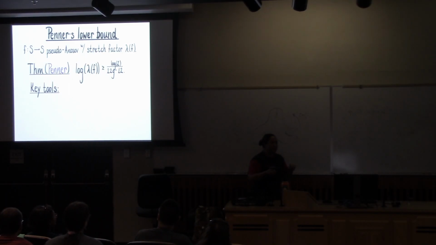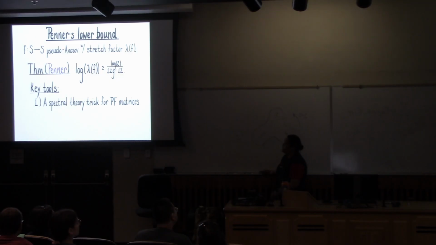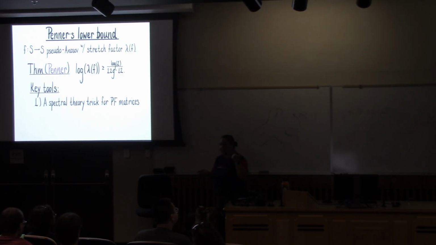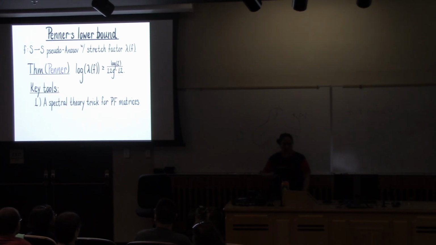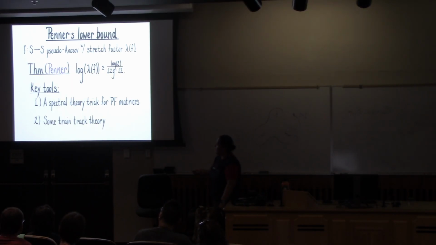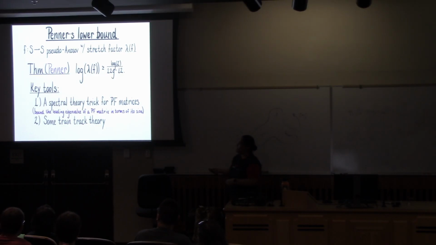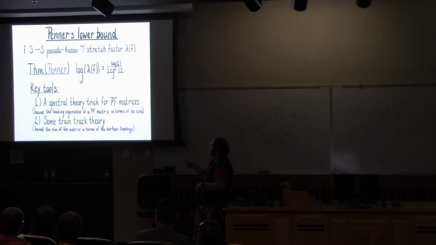There's two key tools that go into this proof. One is a spectral theory trick for homogeneous matrices. So it turns out that the transition matrix I mentioned on the last slide is homogeneous. So there's a nice trick for bounding its spectral radius in terms of the size of the matrix. And then some train track theory. The train track theory is to connect the size of this matrix to the topology of your surface. So these are the two things, right? Bound the leading eigenvalue of the homogeneous matrix in terms of its size, and then bound the size of the matrix in terms of the surface topology. Those are the two pieces of this proof.